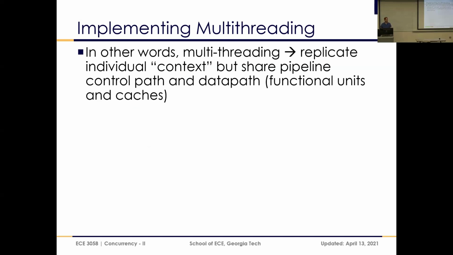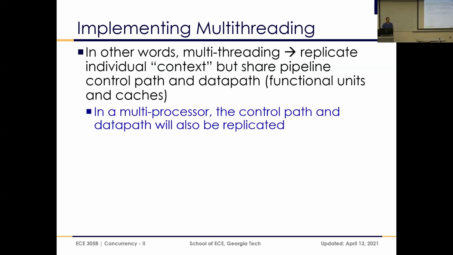The vast majority of the hardware is shared, but we replicate its states, PC, the general purpose registers. In a multiprocessor, the control path and the data path will also be replicated because our stall controller now does not go to the entire pipeline, right? Stall controller, if you're stalling on thread 1, you want to let threads 2, 3, and 4 continue forward.